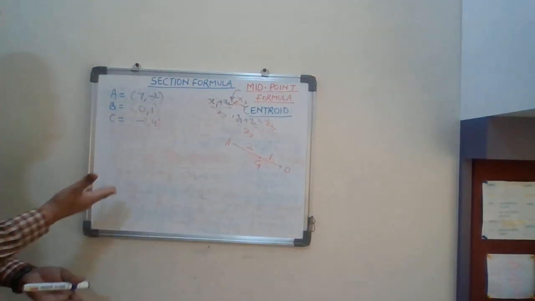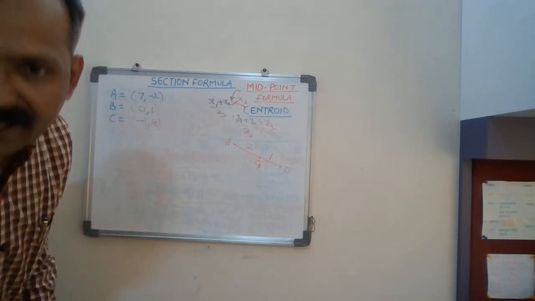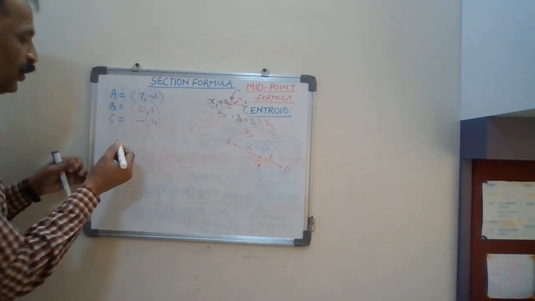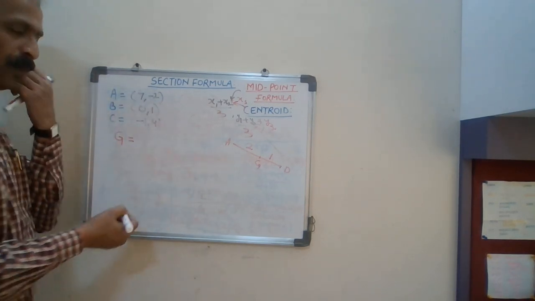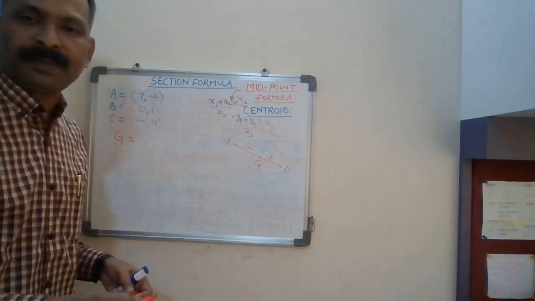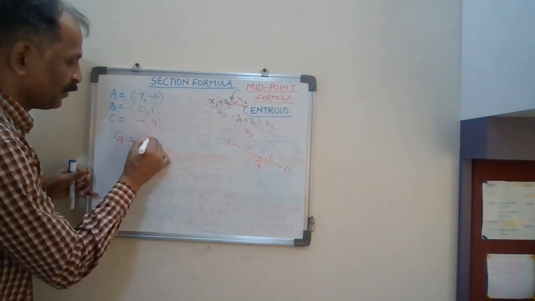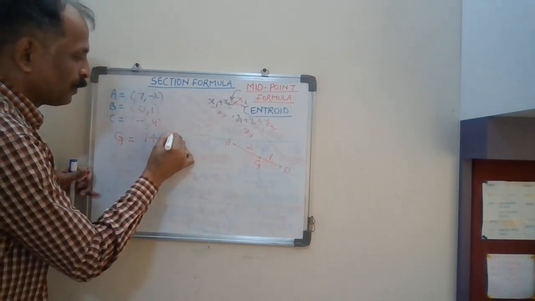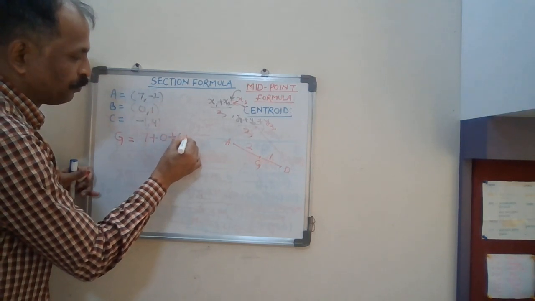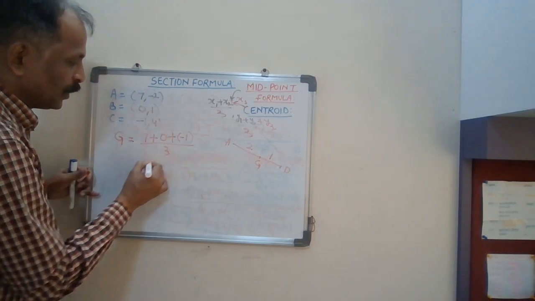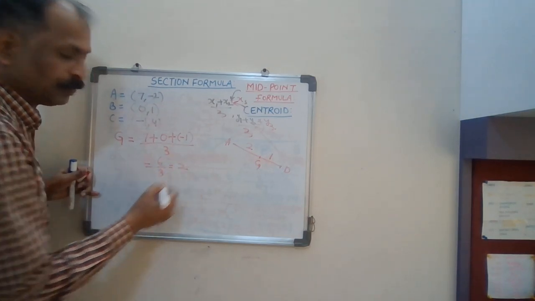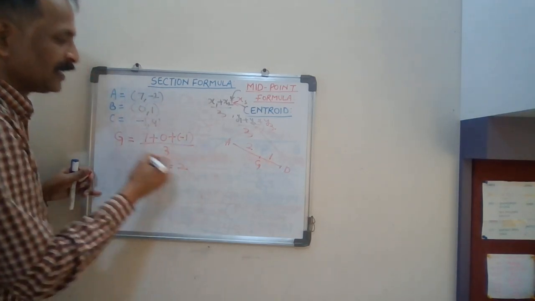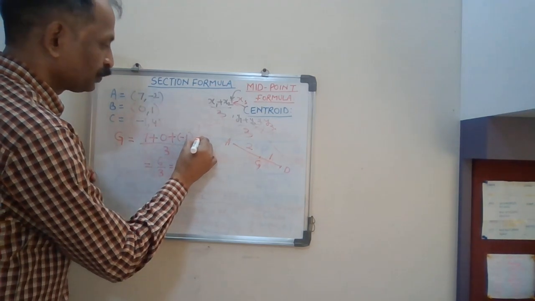Now I have taken these 3 points, so you can easily find the centroid. As I told you, the centroid, if they have given centroid G, directly you write the formula x1 plus x2 plus x3 upon 3. Here I am adding directly 7 plus 0 plus minus 1, so please be careful, upon 3. So it will come 6 upon 3, which is 2, comma, and there is the other one.